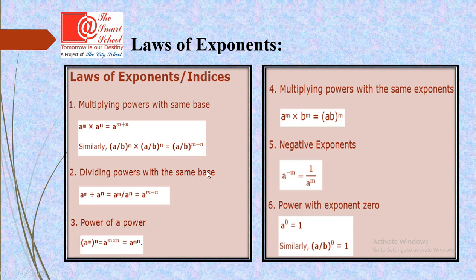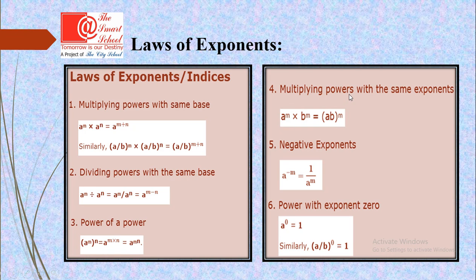Dividing powers with the same base, so this is opposite. In division sum we will subtract powers. So a power m divided by a power n is equal to a power m minus n. Now power of power, which is (a power m) power n. So we will multiply powers in this case. So it is equal to a power mn.